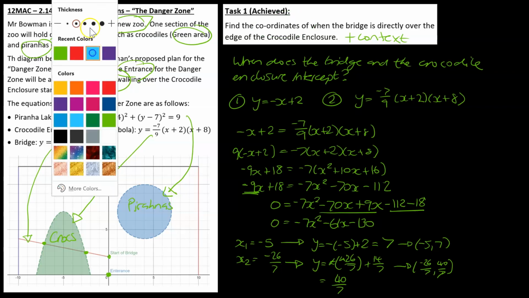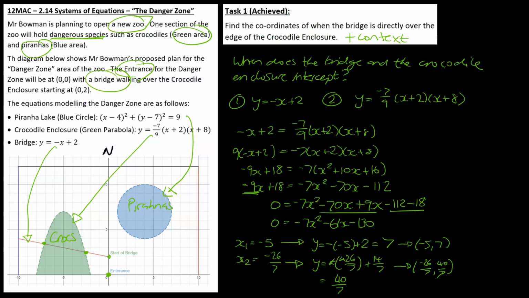What I'm going to do is switch to the blue pen, and an important part of this is making sure you describe things in context. That's what we're going to do. We're going to try to describe these two numbers in context.